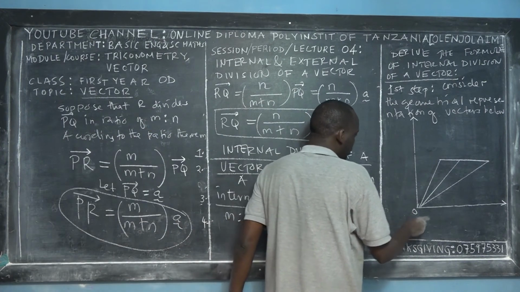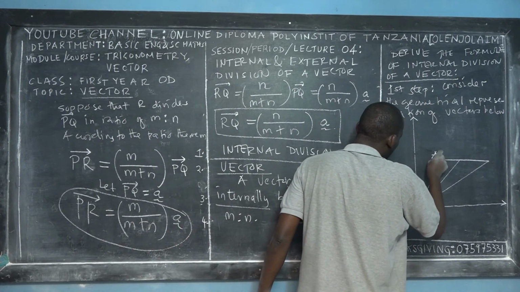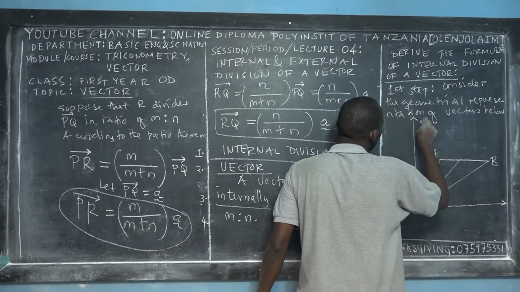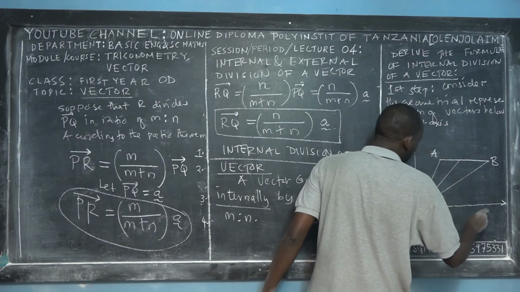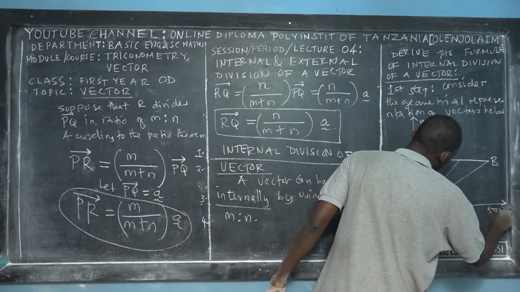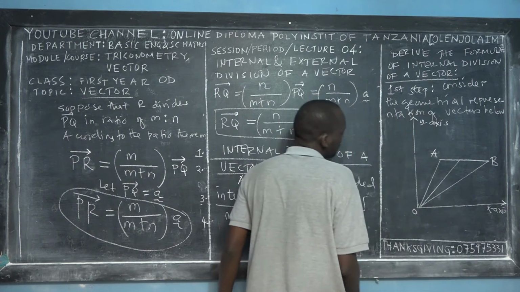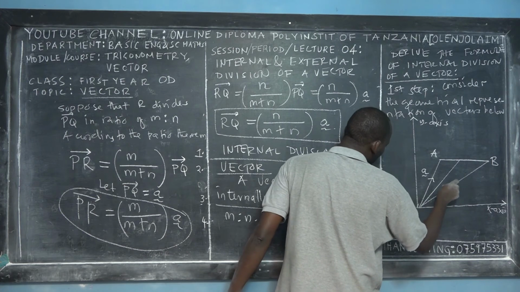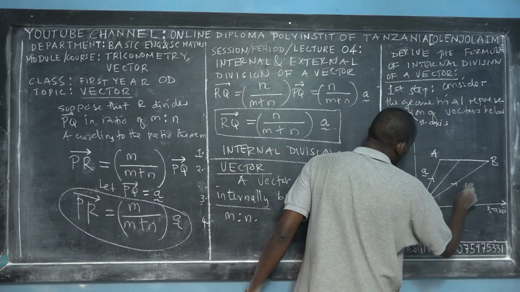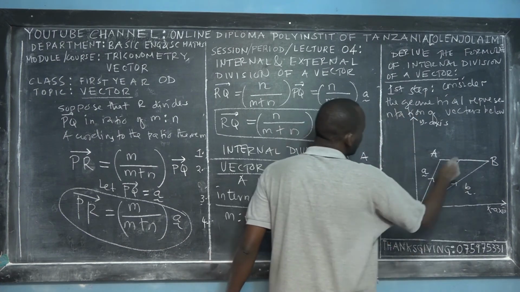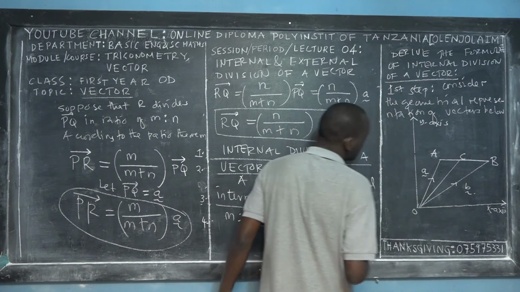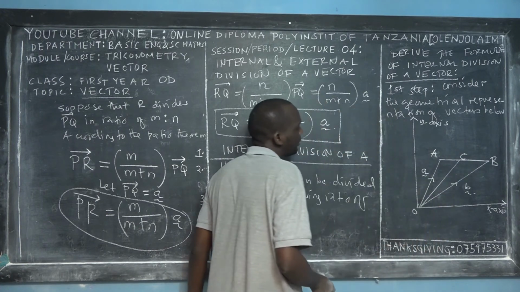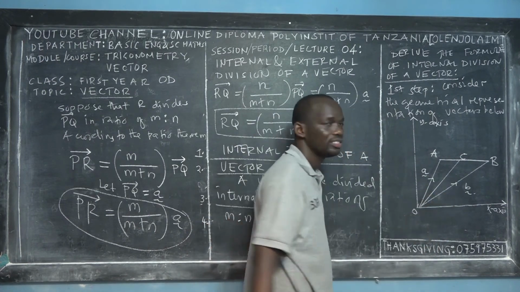So this is O, this is point A, right? Suppose that this is point B. This is the y-axis, as usual. This is the x-axis, as usual. And then we say that this is vector A, and suppose that this is vector B. And then suppose that here we have another point, C. So OC is the vector that is dividing vector AB.